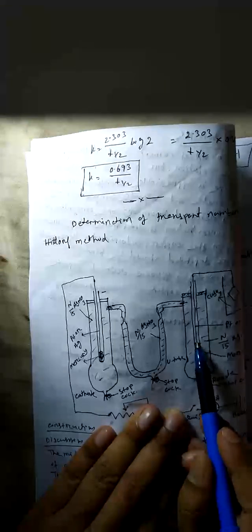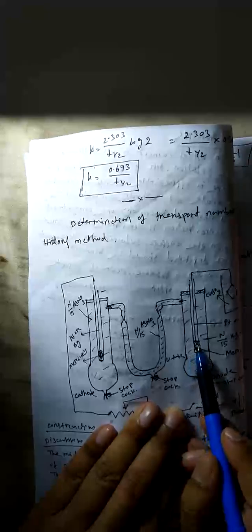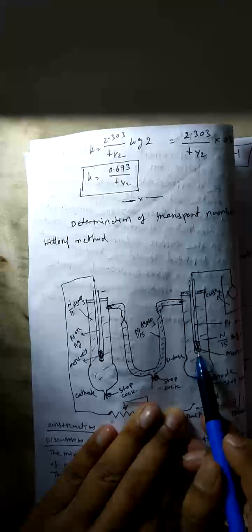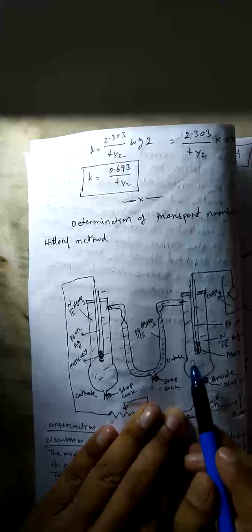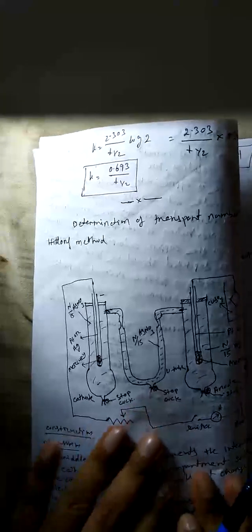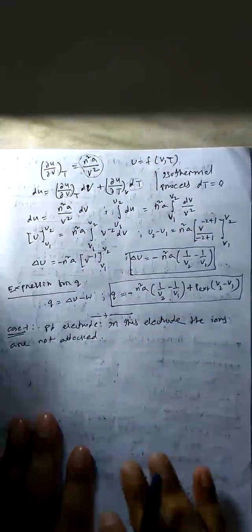Here the platinum electrode is an inert electrode, so the silver ions or nitrate ions will not attack it. In case of the anode, anions move towards the anode, so the nitrate ion moves towards the anode, but it does not attack the platinum electrode. The platinum electrode remains intact because it is a neutral electrode.